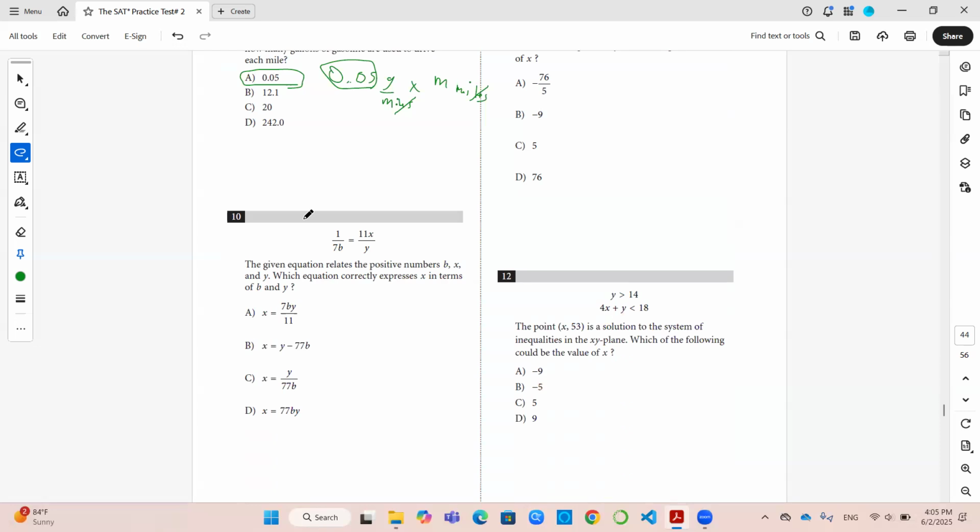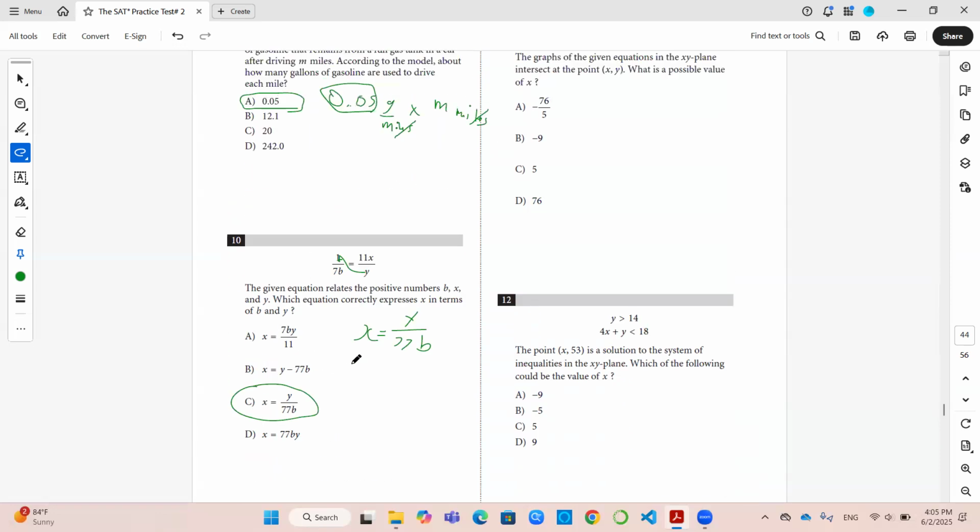Okay. The given equation relates the positive numbers b, x, and y. Which equation correctly expresses x in terms of b and y? So we need to say x is equal to something. I'm going to go ahead and cross multiply here. And I'm going to divide by 11 here. So it becomes y over 77b. So C is the correct answer. Okay.